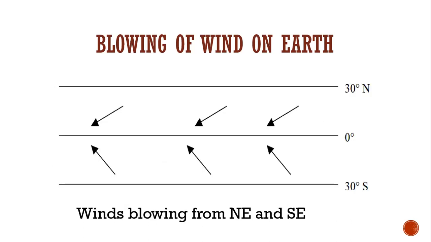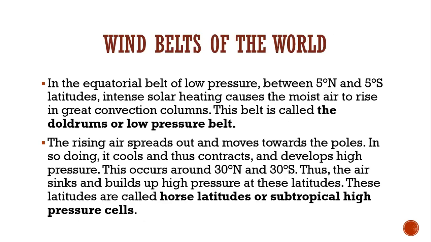Now, this can be illustrated, as we can see, showing the winds blowing from the northeast and the southeast. As you can see, there is the deflection of winds since the Earth rotates, and you can see there is the line of the equator that is 0 degrees, and 30 degrees north and south. So the winds need to be deflected at these lines since the Earth rotates. Now, from this concept, let's see the wind belts of the world.